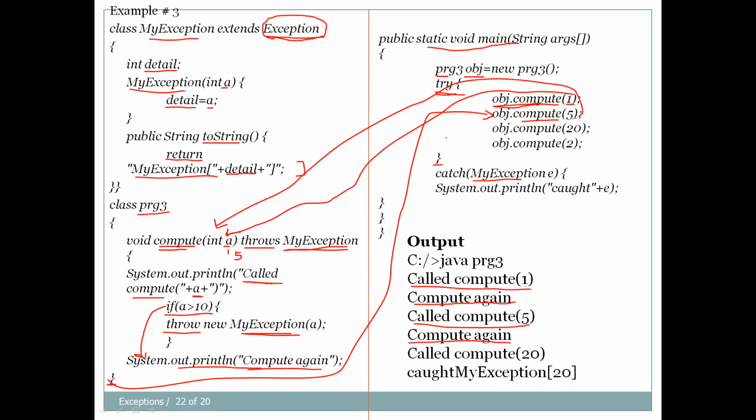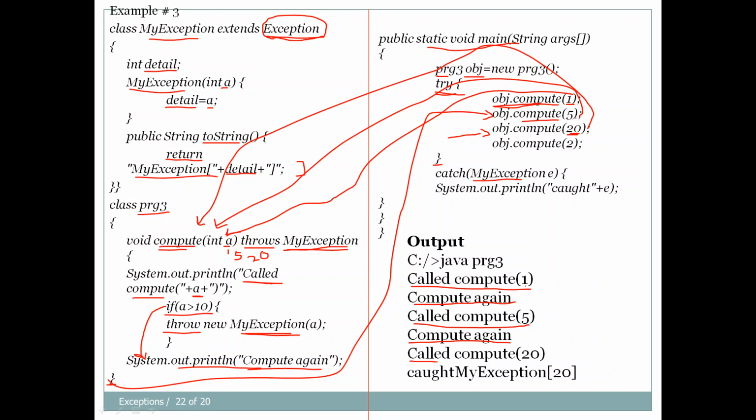Then it comes back and goes to the next statement. The next statement here is obj.compute, and the value which we have passed is 20 now. So this time again it goes back to compute. Now the value of a is 20. Then it prints called compute a, that is called compute 20.